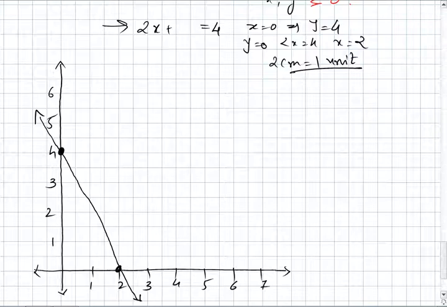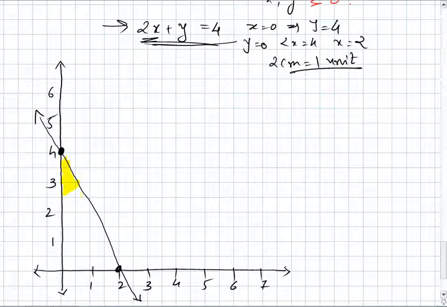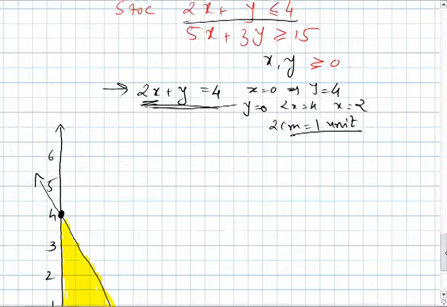We are supposed to check 2x plus y less than or equal to 4. The point 0, 0 satisfies this. So the region below this line is our required one, and of course we are in the first quadrant because x and y are non-negative. So this region satisfies the first constraint.